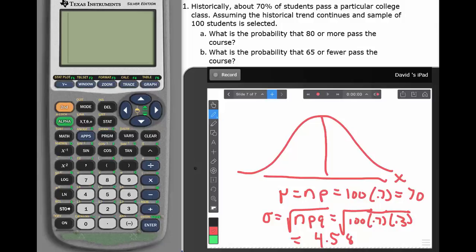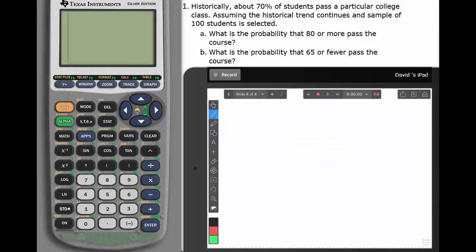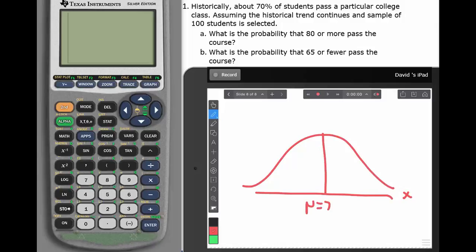I'm just going to redraw this a little bit, hopefully neater. A mean of 70 and a standard deviation of 4.58. And then it says find the probability that 80 or more pass the course.